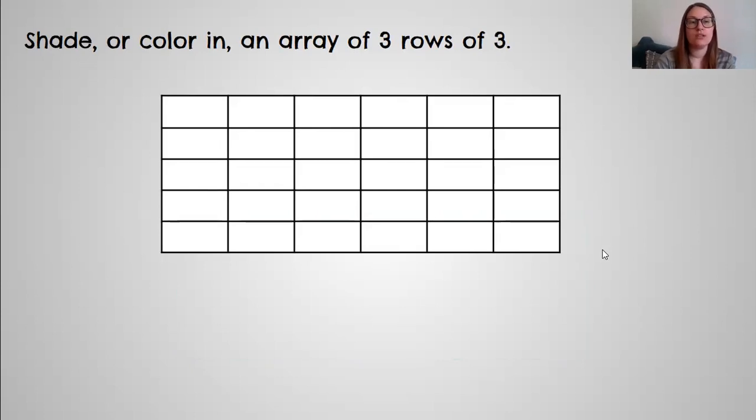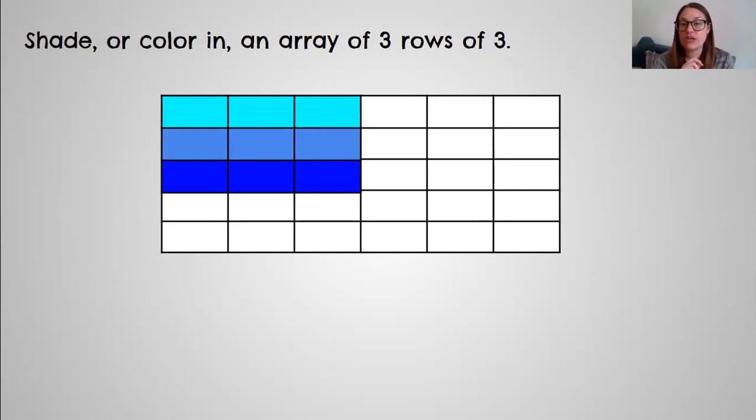So for example, it says shade or color in an array of 3 rows of 3. Remember, again, rows go from side to side, from left to right. Think about it. If you were asked to color in 3 rows of 3 on this rectangle, what would that look like? Get that picture in your mind? It would look something like this.